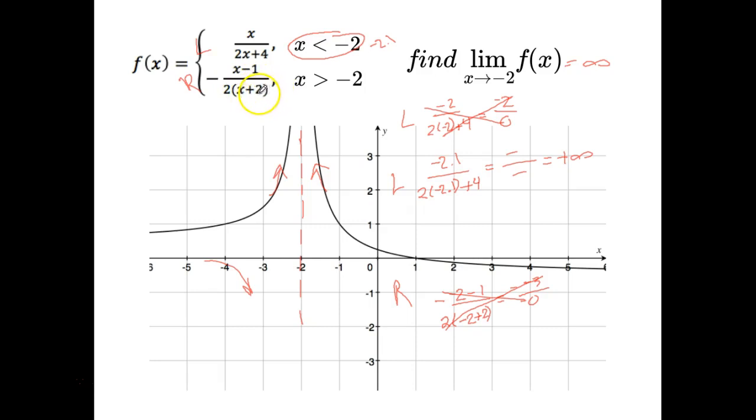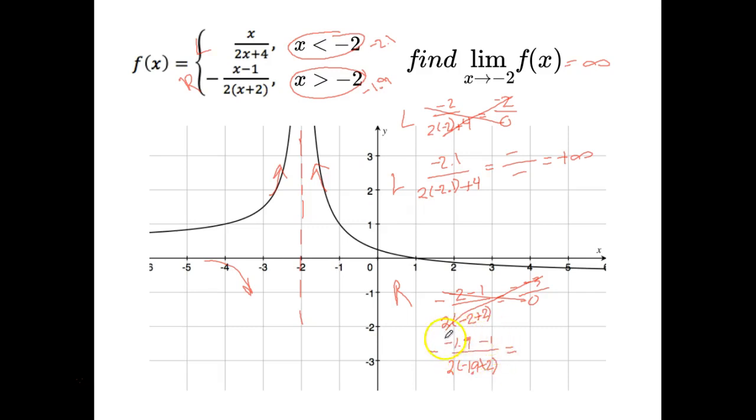So that means we have to choose something a little to the right of this, and our answer is going to be positive infinity, it's going up, or negative infinity, it's going down. So let's pick a number to the right of this, which would be -1.9 would be a good choice. Okay, let's plug it in. So we got -1.9 minus 1 all over 2 times -1.9 plus 2. Okay, let's see what this comes out to.